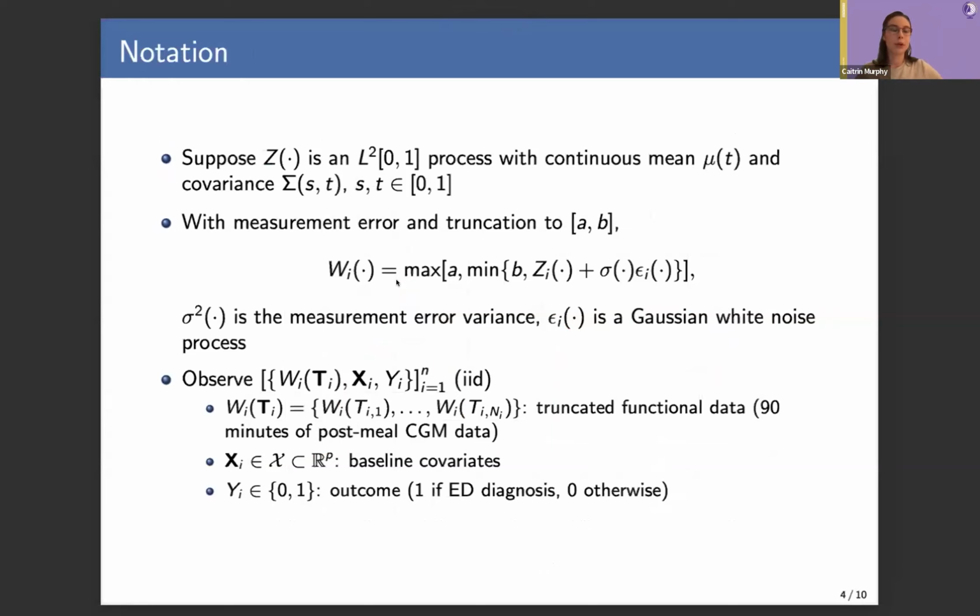So to make this a little more formal, we're going to allow Z to represent the true underlying blood glucose process, and we're going to assume it's L2, and it has continuous mean and covariance functions mu and sigma respectively.